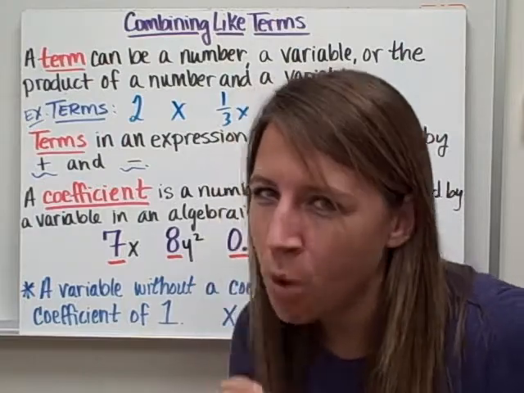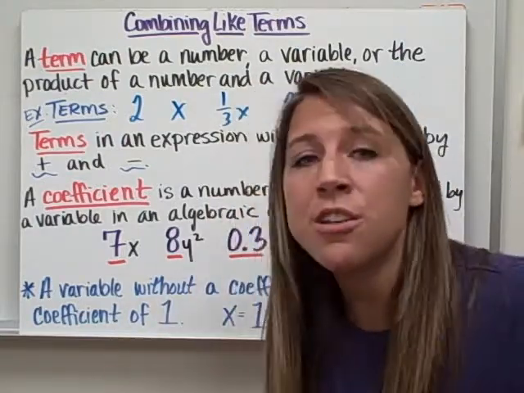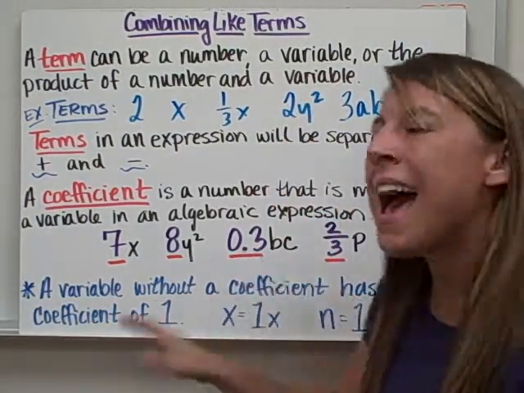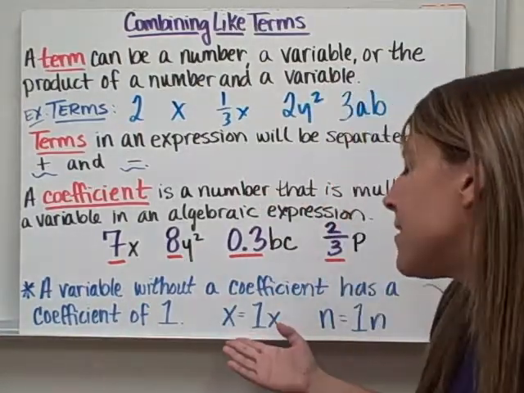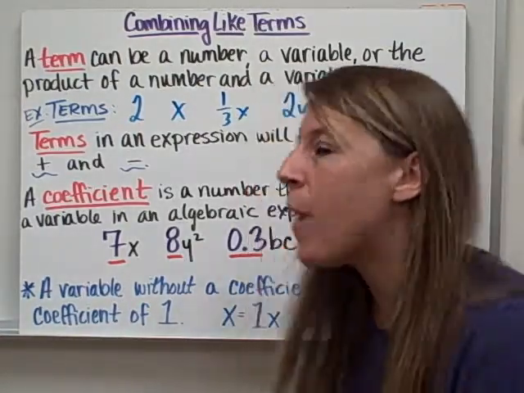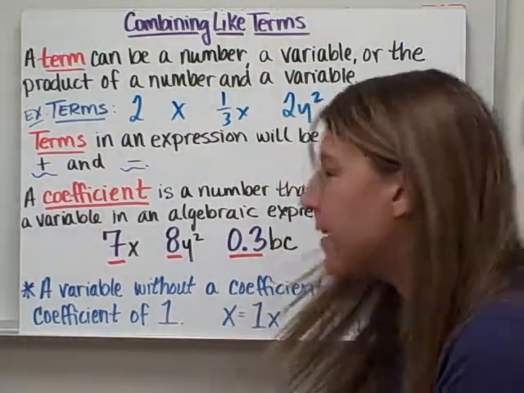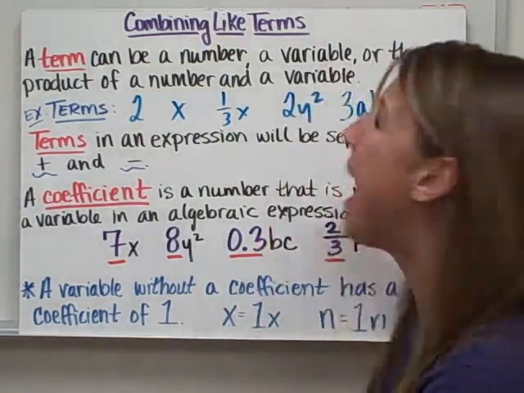Something that's very important, and something that I think you probably already know, but just may need in your notes: a variable without a coefficient has a coefficient of 1. So if you're being given x, well, that has the same value as 1x. If it's just 1x, it's 1x. So if you had n, that is equivalent to 1n.